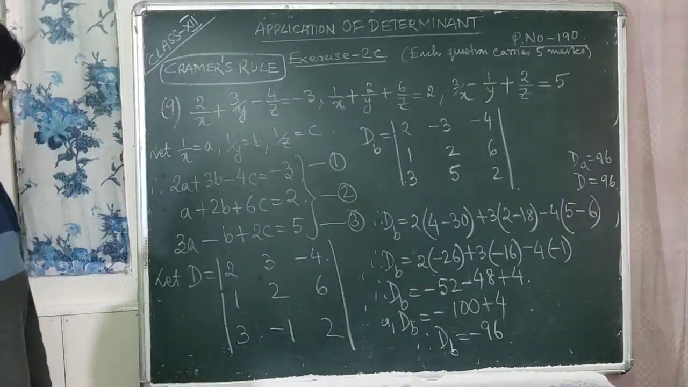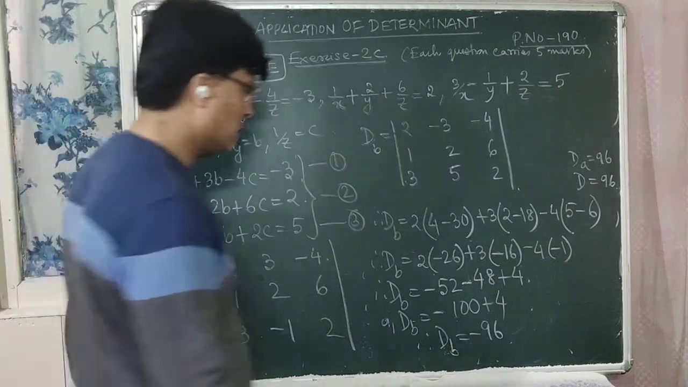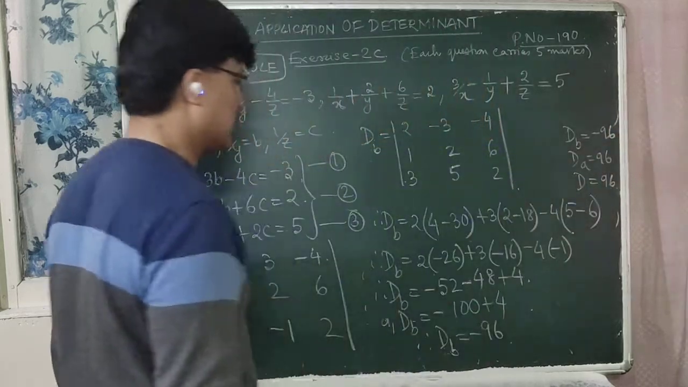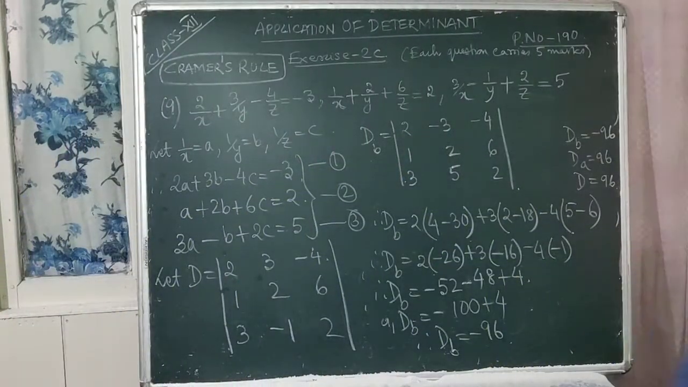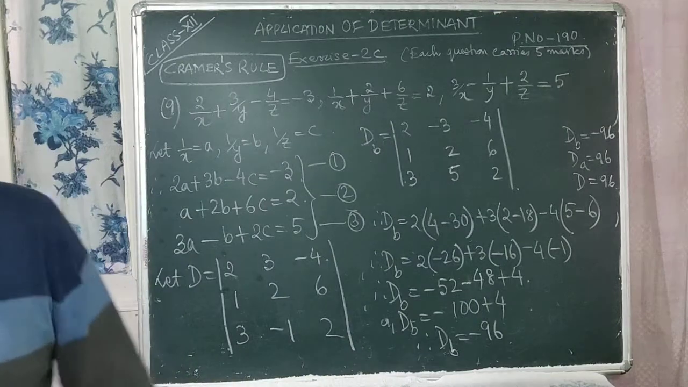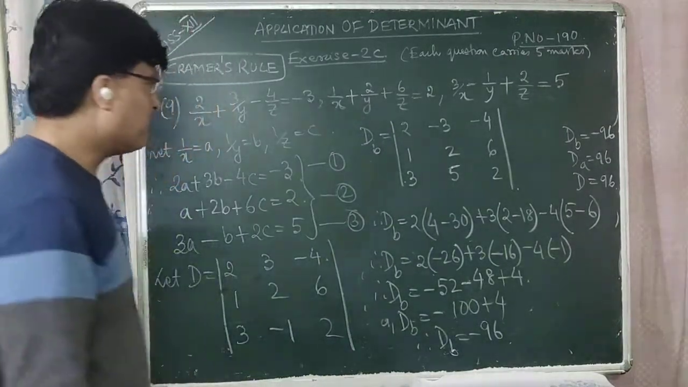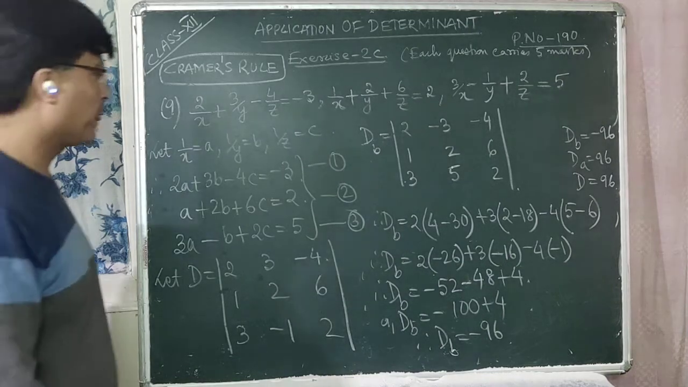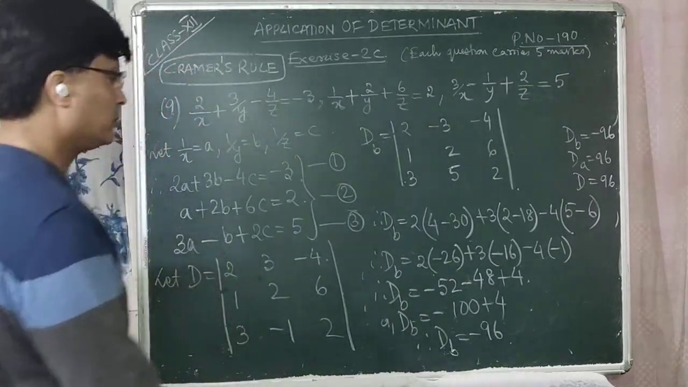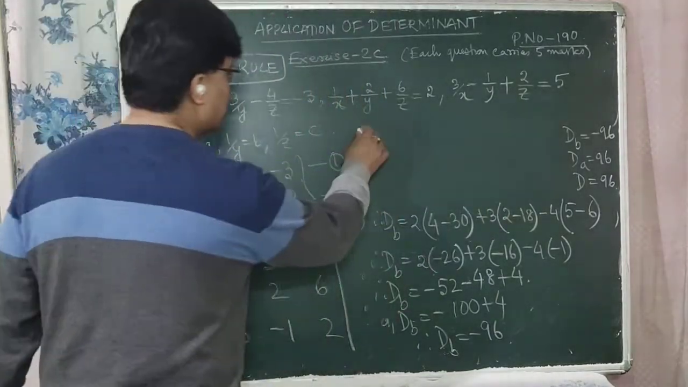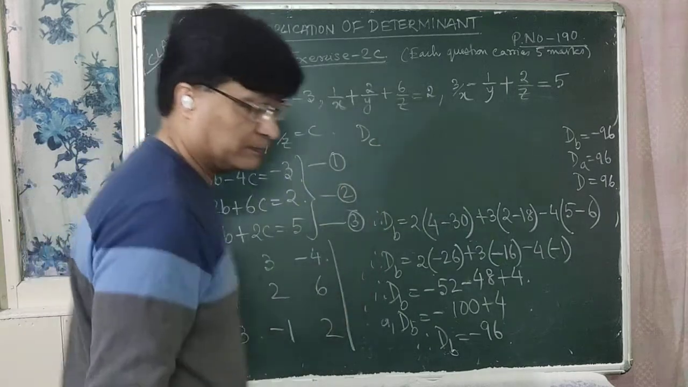Okay, understood? So this is the expansion. So you can copy it. So it is dB is equal to minus 96. Got it? So we have got dB is equal to minus 96. So I think you have understood it. So let us find out the last determinant, that is DC. Okay? Let us find it. So now let us find DC.